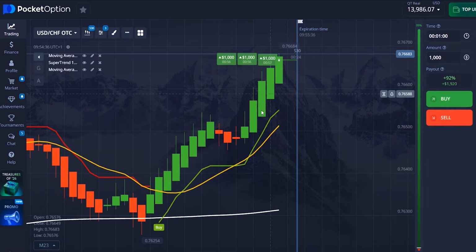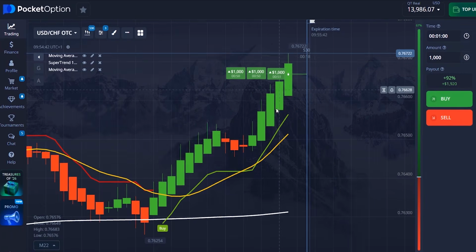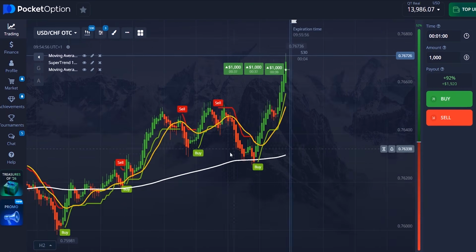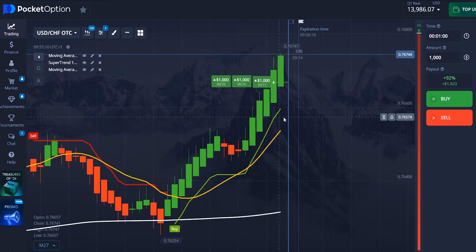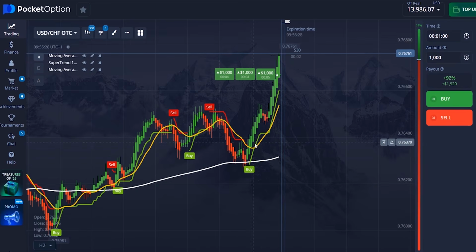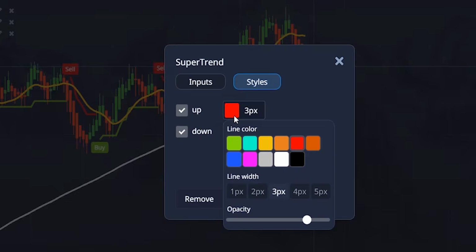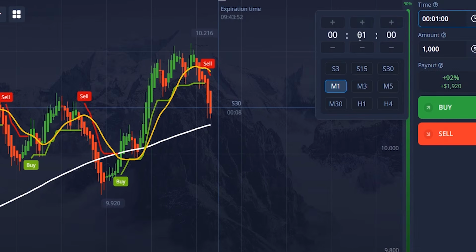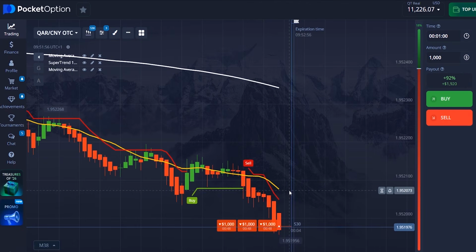In this video, I'm going to be sharing with you how I combine two indicators to create a high probability strategy. I make use of two moving average lines and the super trend indicator to find an entry level. I'll be sharing with you the settings of those indicators, the exact candle time frame, and the expiration times I use with this strategy. Everything I'm going to be sharing with you right here on this video.